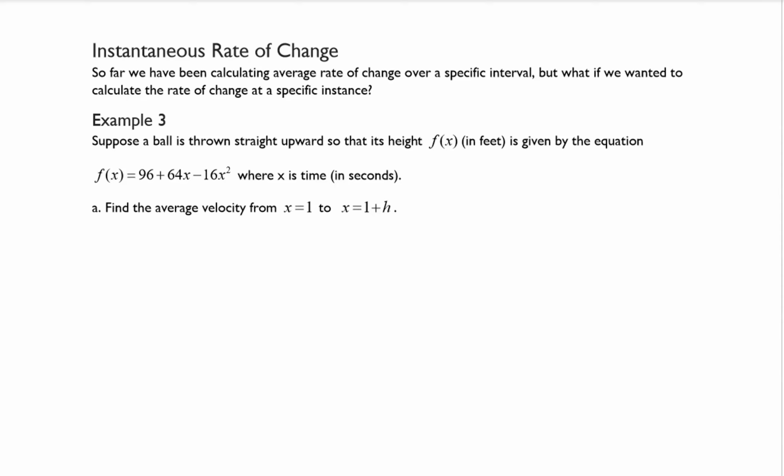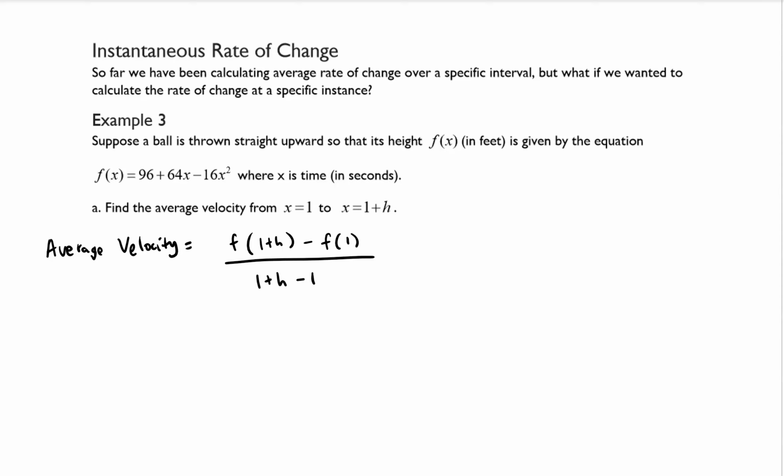Suppose a ball is thrown straight upward so that its height f of x in feet is given by the equation f of x equals 96 plus 64x minus 16x squared, where x is time in seconds. Part A says find the average velocity from x equals 1 to x equals 1 plus h. So if we do that, the average velocity is equal to f of 1 plus h minus f of 1 over 1 plus h minus 1.